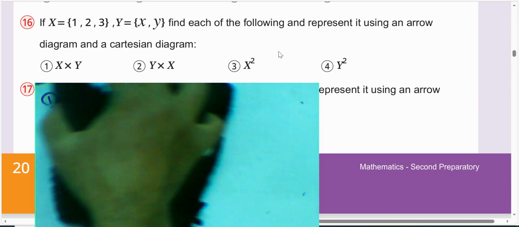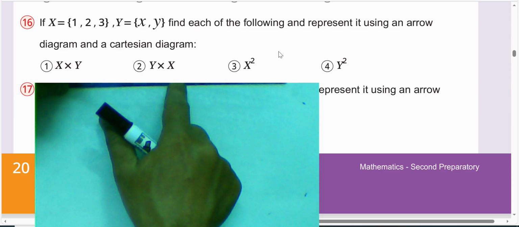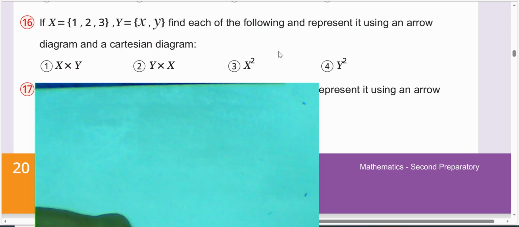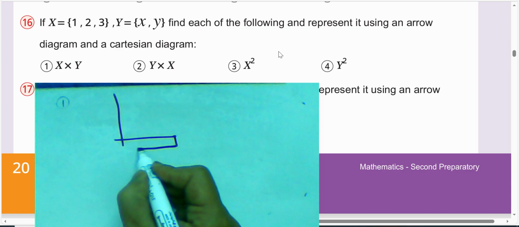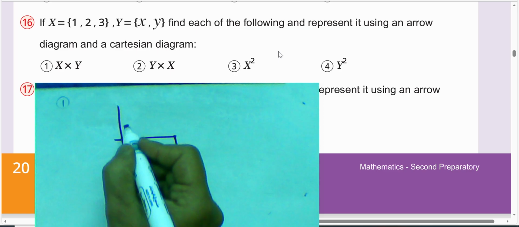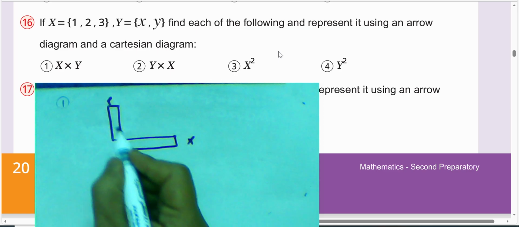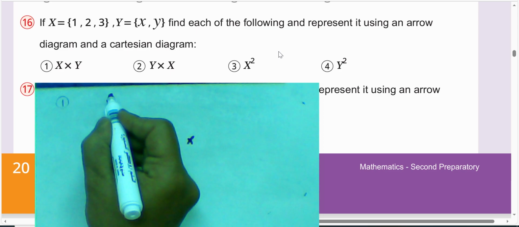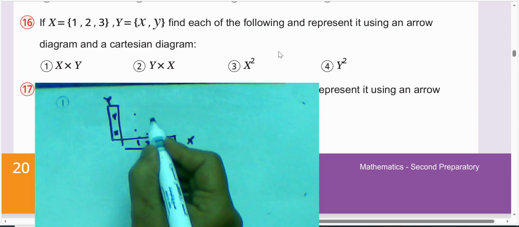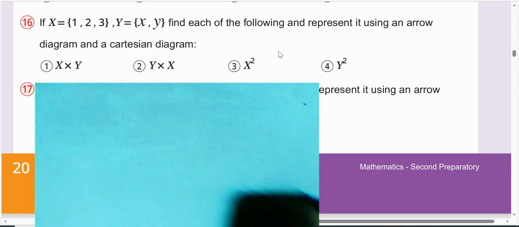Number 2. But he will find also the diagram. Okay, here I will find the Cartesian diagram. I will complete number 1 here. Draw the Cartesian diagram like this by ruler. Use a ruler to find the answer. First x and second y. X has 1, 2, 3, and y has x and y. The elements are like this. This is question number 1.